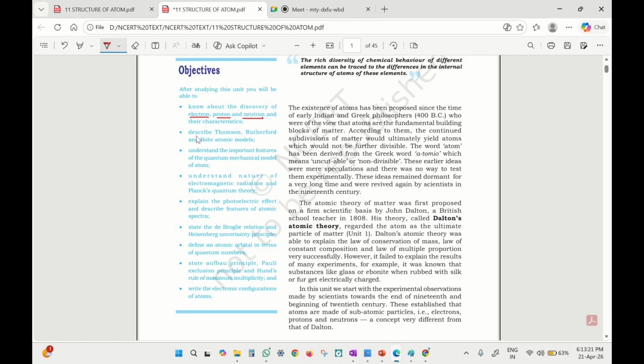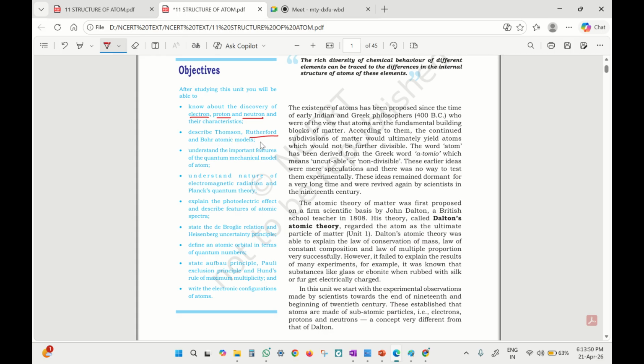Then Thomson's model, which describes the structure of atom, same as what we learned in class 9, the plum pudding model. The entire atom is spherical and positively charged. Positive charge is spread all around, and negatively charged electrons are embedded here and there. So I'm not saying anything new. Same way, Rutherford's model, the gold foil experiment.